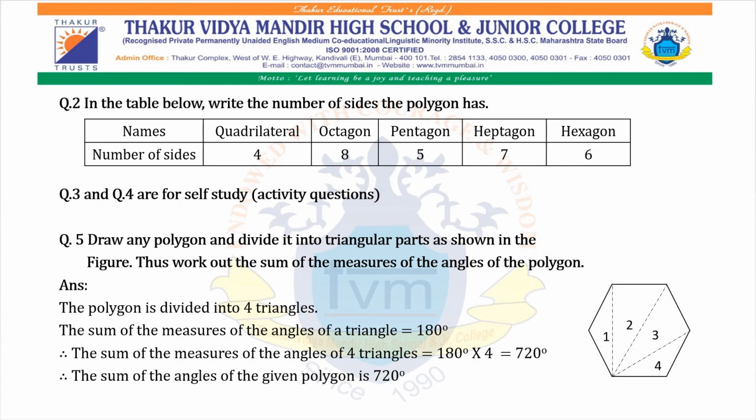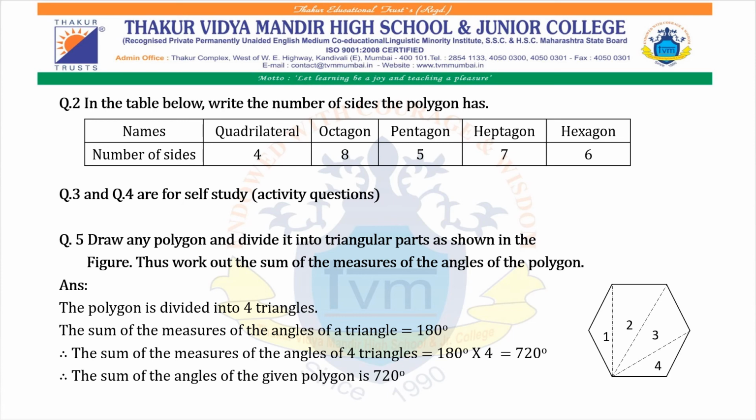Question 5. Draw any polygon and divide it into triangular parts as shown in the figure. Thus, work out the sum of the measures of the angles of the polygon. Now here you can see a figure. This polygon is divided into 4 triangles. The numbers are given on the triangles.